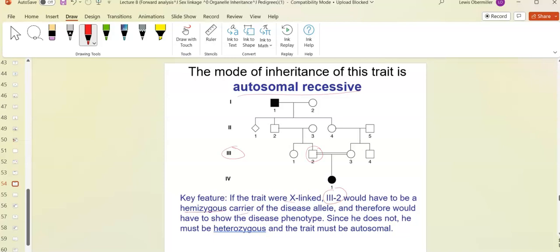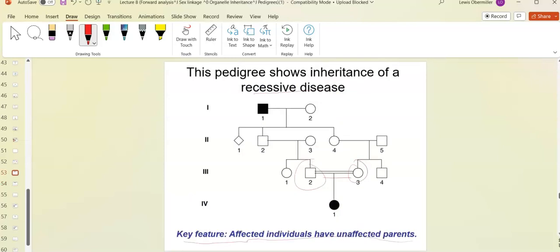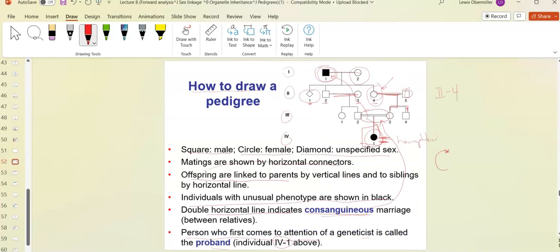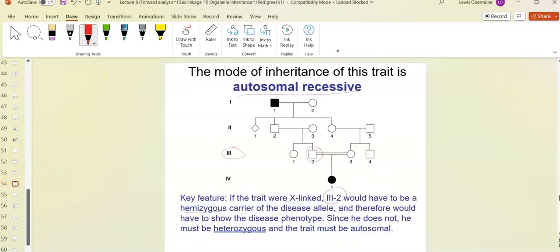And we could do the crosses for this, but I'm not going to go through that. I'll let you guys do that just in the interest of time. But you can go ahead and do the cross. So remember that the square is male. This is a female, right? So this would be an XY. This would be an XX, right?